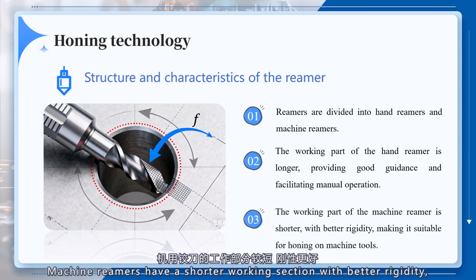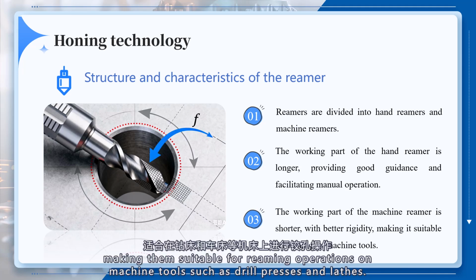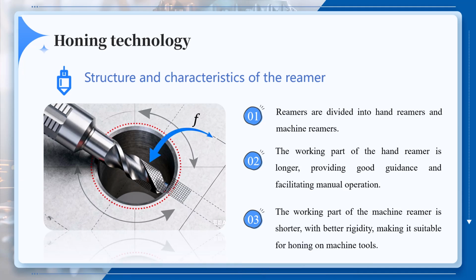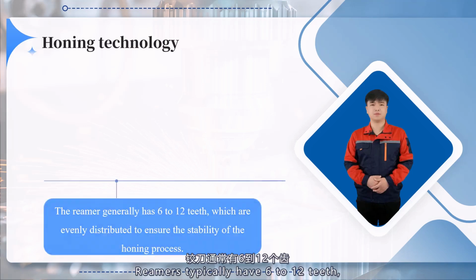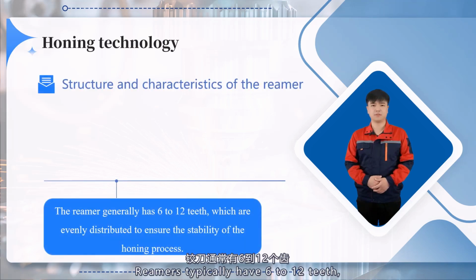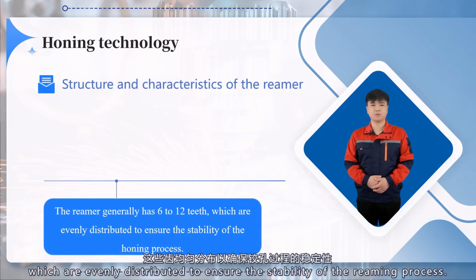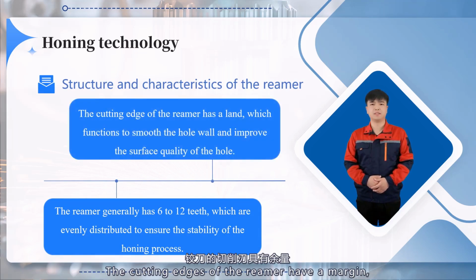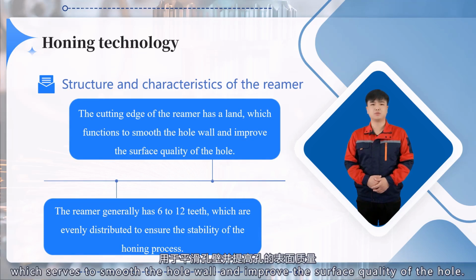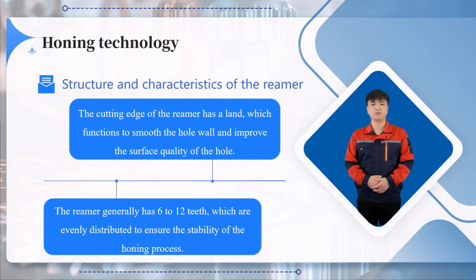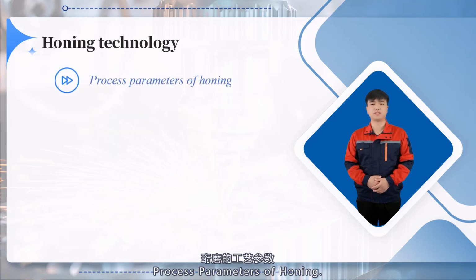Machine reamers have a shorter working section with better rigidity, making them suitable for reaming operations on machine tools such as drill presses and lathes. Reamers typically have 6 to 12 teeth, which are evenly distributed to ensure the stability of the reaming process. The cutting edges of the reamer have a margin, which serves to smooth the whole wall and improve the surface quality of the hole.